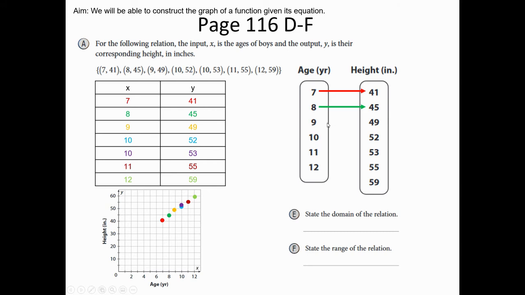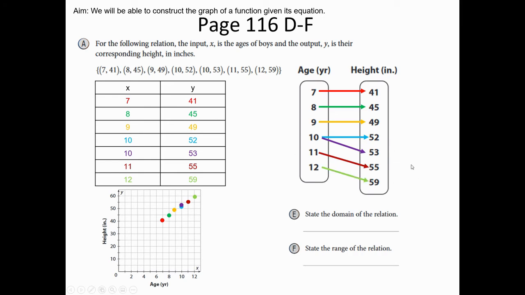8, 45, 9, 49, 10, 52. Now you're probably wondering, Mr. Porter, how do we do 10, 53? But we have the exact same input, right? So this would be 10, 53 right there. And then we have 11, 55. And then we have 12, 59.